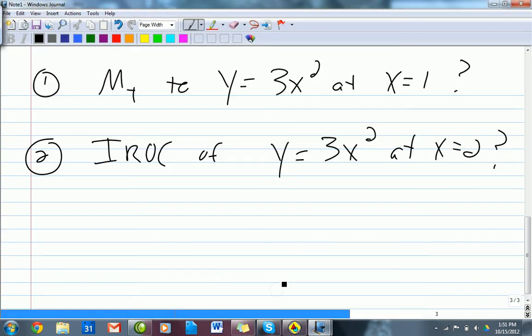Okay, the 2 questions I would like for you to consider are as follows. Find the slope of the tangent to y equals 3x squared at x equals 1. And find the instantaneous rate of change of y equals 3x squared at x equals 2. Okay, we'll go over the solutions for this tomorrow in class.